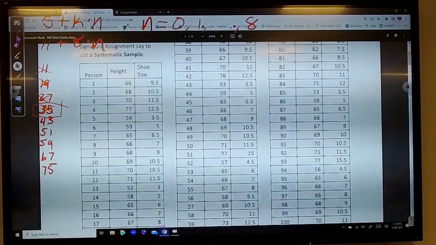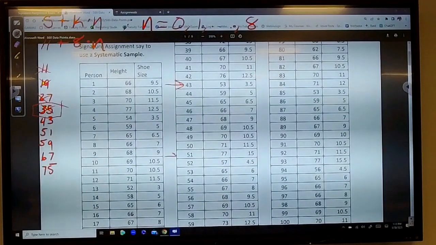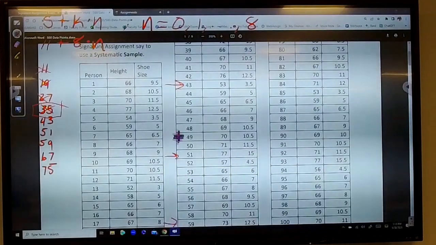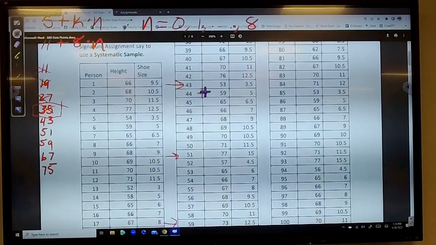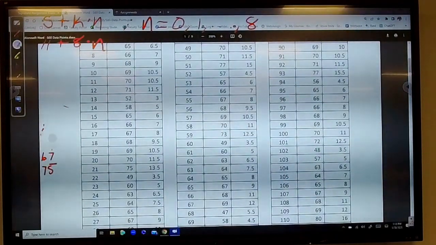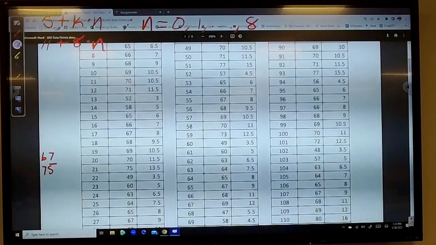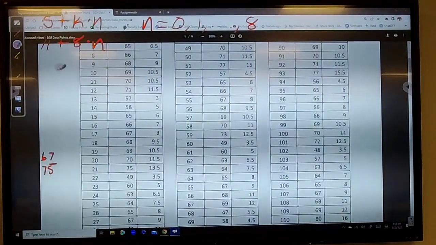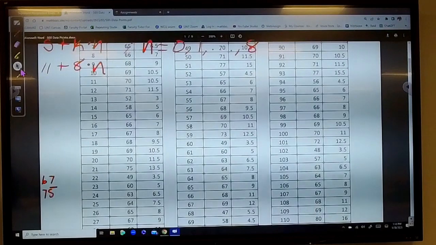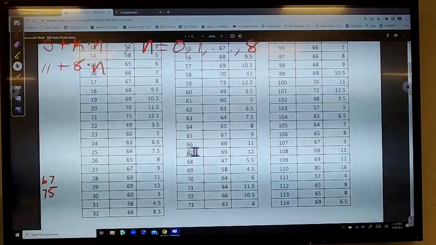Number 43 and 51 and 59 are my next ones. All right, so I did all of those. Are we using the same numbers or do we use different numbers? Different. So I used 11 and 8. You'll just pick something else. So now I'm almost done. I need numbers 67 and 75.